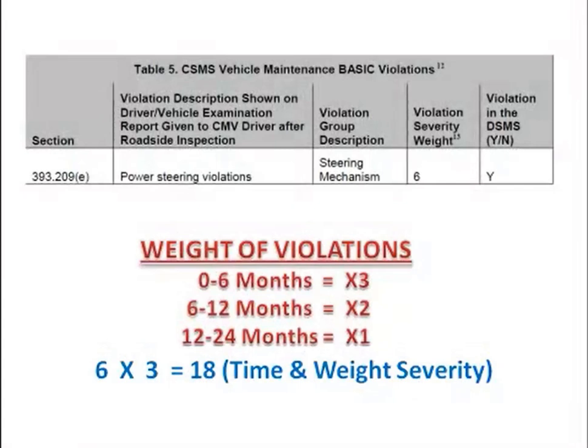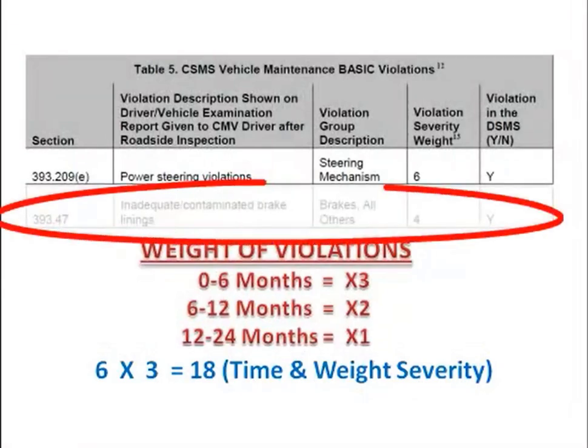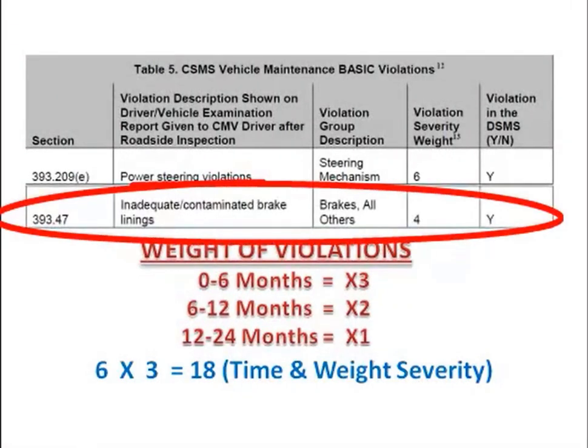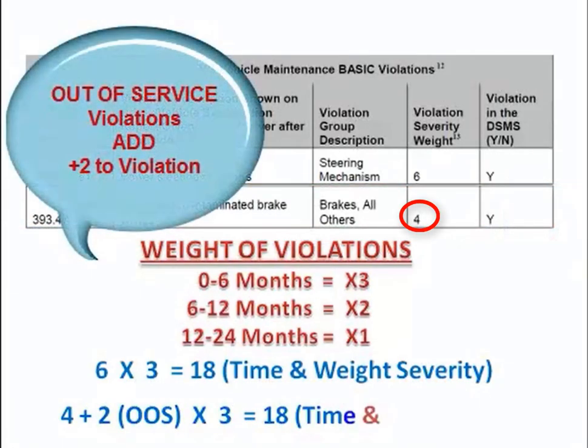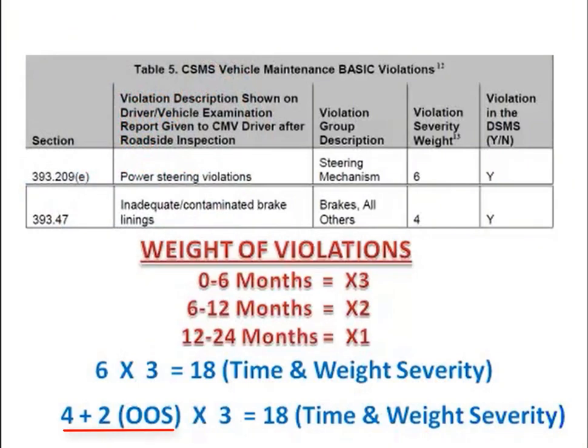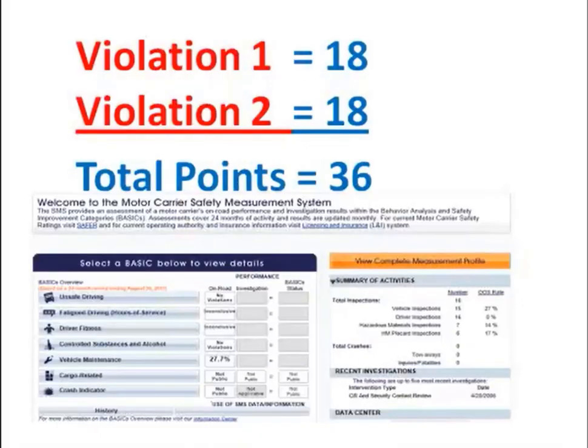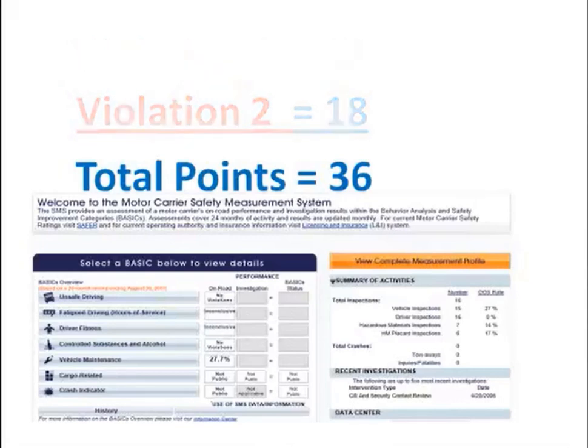Let's now assume that another driver in your company gets hit the next month with a violation 393.47 or inadequate brake linings and is put out of service. Looking at the chart, the violation carries a weight of 4, but because this is an out of service violation, you add an additional 2 points, giving you a 6. You again multiply that by the time weight and get another 18. We now have 2 violations in the system, the first for 18 points and the second for 18 points, giving us a total of 36.